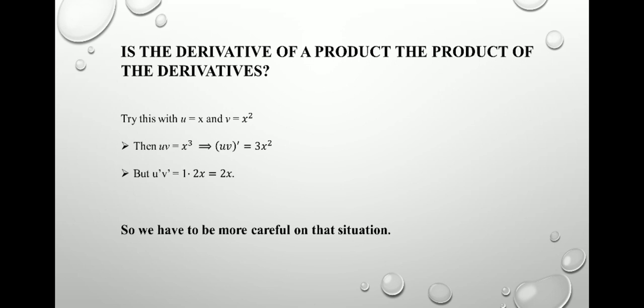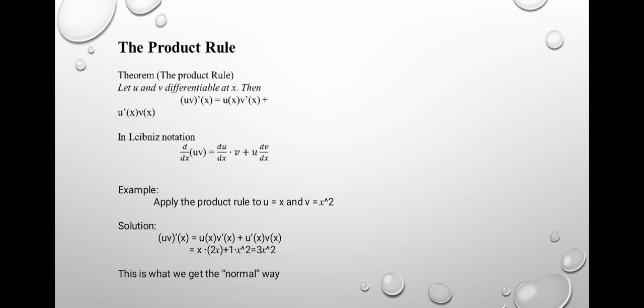Try this with u equal to x and v equal to x squared. Then uv is equal to x cubed. Well, uv prime is equal to 3x squared. But u prime v prime is equal to 1 times 2x, which is equal to 2x. So we have to be more careful in that situation. Next is the product rule.